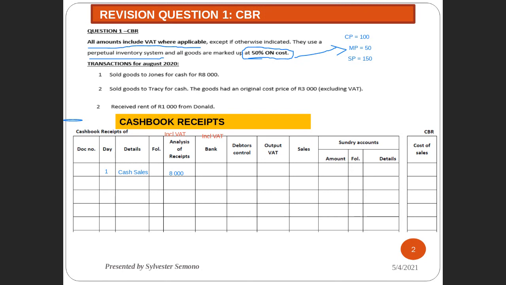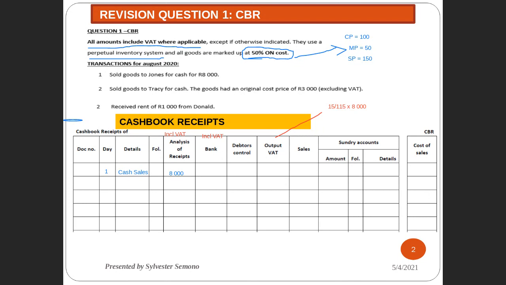And then after, you remember, we said you sold goods. If you sold goods, it means you made sales. So now we have to calculate the VAT and the sales. For VAT, because the amount is including VAT, we said 15 over 105, and we multiplied it by 8,000. Remember, this is what we did.